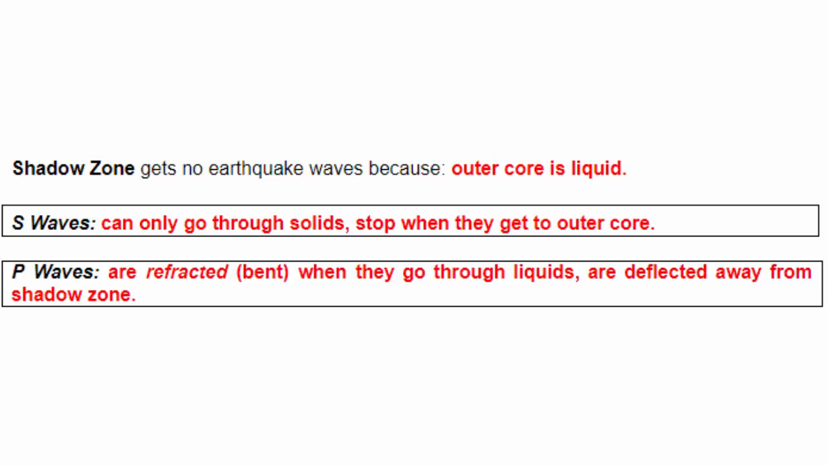Okay, let's finish up the notes. The shadow zone gets no earthquake waves because the outer core is liquid. S waves can only go through solids, and they stop when they get to the outer core. P waves, on the other hand, are refracted or bent when they go through liquids, and therefore they're deflected away from the shadow zone.